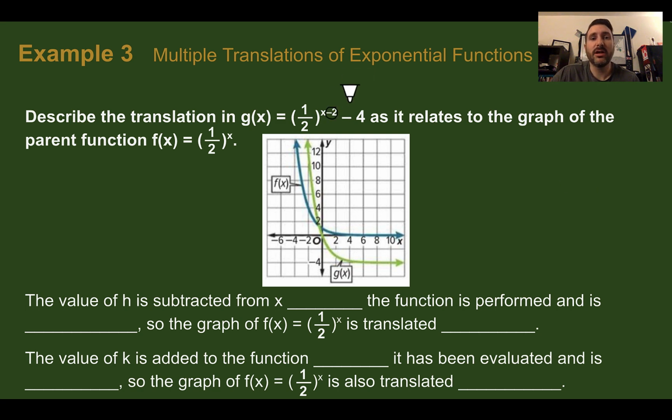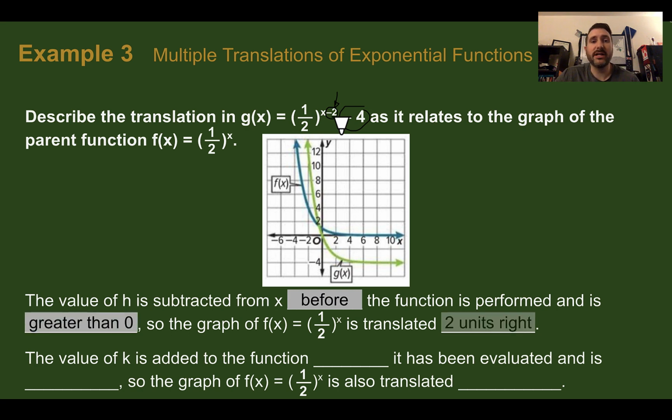We can see in the exponent there's a minus 2, and at the end we have a minus 4. So that minus 2, we would do that before, and since it's the opposite, minus 2 is actually greater than 0, which means it's going to be translated 2 units to the right. As for the k value, that minus 4 at the end, it's going to happen after we plug in our x value and calculate that part out.